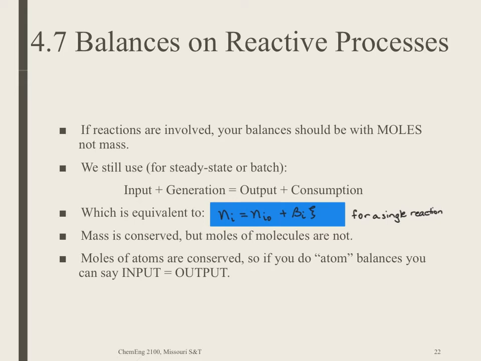Now, mass is conserved, moles of molecules are not. And so therefore, the number of moles total from the beginning to the end may change unless our reaction is equimolar. Now, moles of atoms are conserved, so sometimes we will also do an atom balance. And in that case, the number of atoms at the beginning or at the end, it will be the same, or in and out for a system with flow. So we'll come back to this a little bit more.